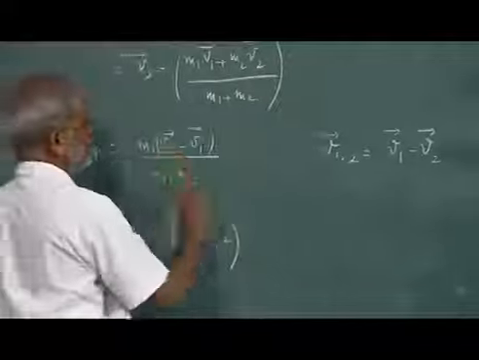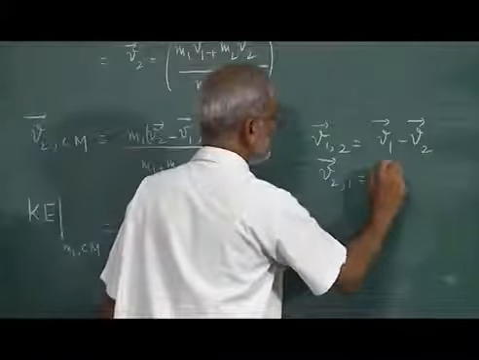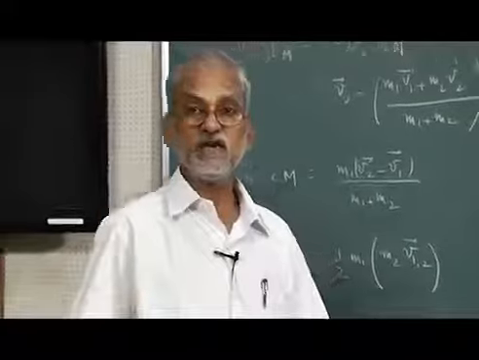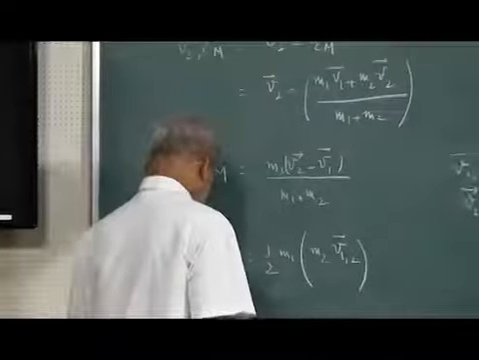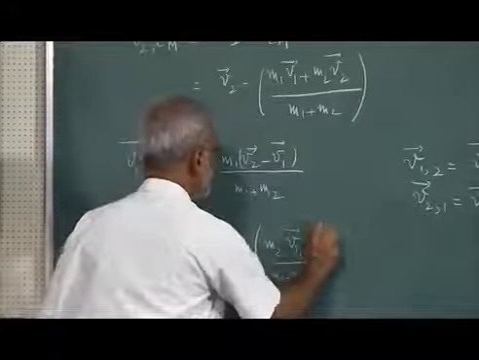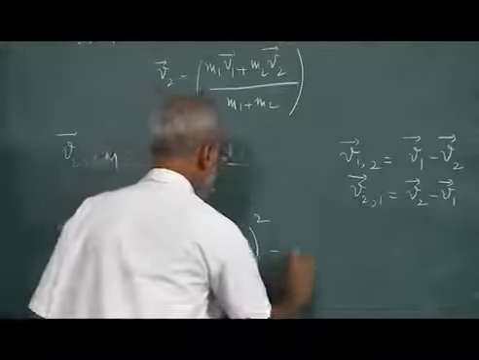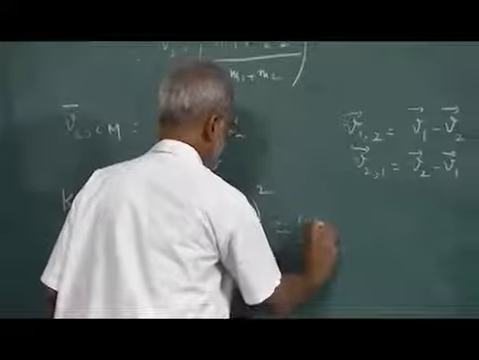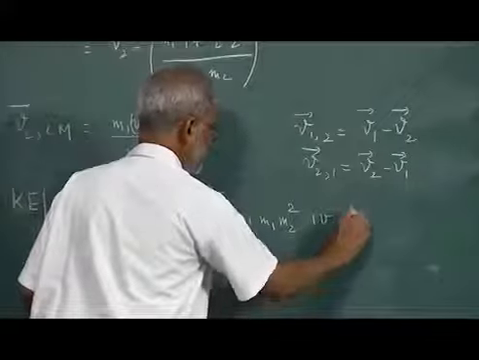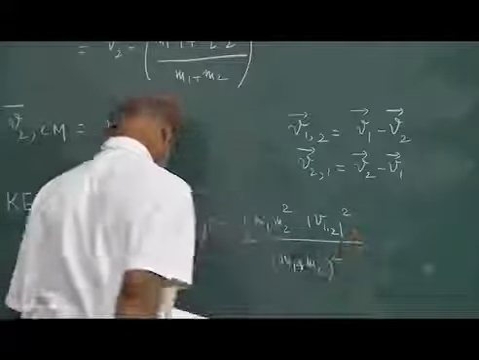Similarly, what is this quantity here? This will be V2 minus V1. These two are magnitude wise same, but they are in opposite directions. That divided by M1 plus M2 whole squared. So, I can do this calculation, what will I get? Half of M1, then M2 squared, then magnitude of V12 squared, that divided by M1 plus M2 the whole squared.